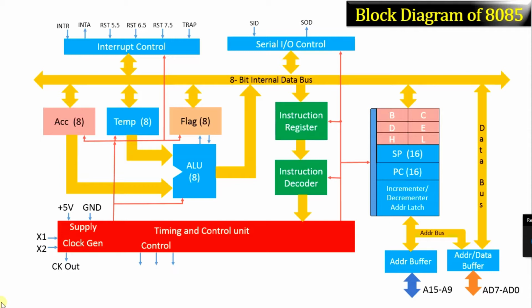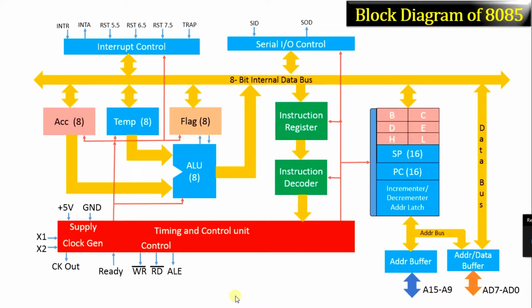Now apart from this it has some control signals like WR bar, RD bar and ALE. WR stands for write enable, RD stands for read, and ALE stands for address latch enable. Read and write are used to set the direction of the data bus, whether this microprocessor wants to read the data or write the data. On the basis of these signals it will set the direction of the data bus.